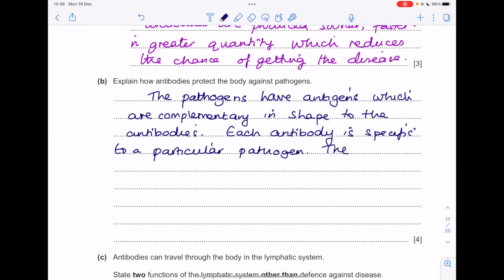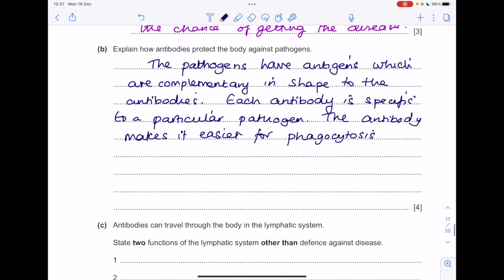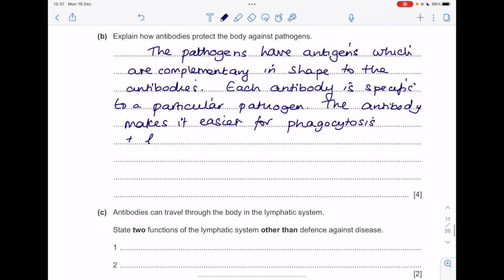And then what does the antibody do? The antibody makes it easier for phagocytosis to take place, which is all about engulfing the pathogen, and helps stick together the pathogen, which if you're feeling really fancy is known as agglutination.